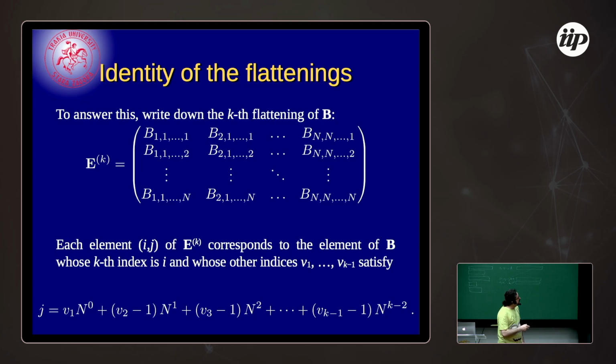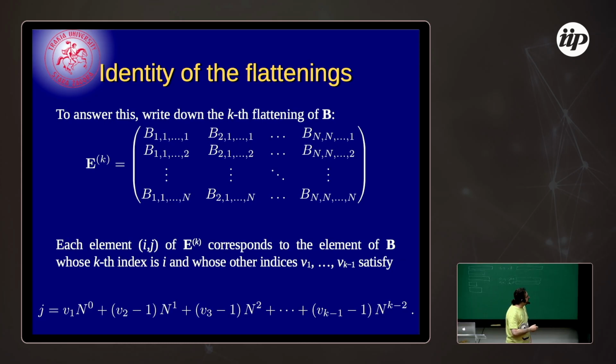The second row, all the numbers change except the kth one, the last one, which is 2, etc., all the way to n. So the ij element of this flattening is the element of the data tensor whose last index is I. Here the last index is 1, last index is 2, last index is n, and it's the same here. But the other indices have something exactly similar to this. Remember the base n, base 10, it's exactly the same. The other indices satisfy this equation here.